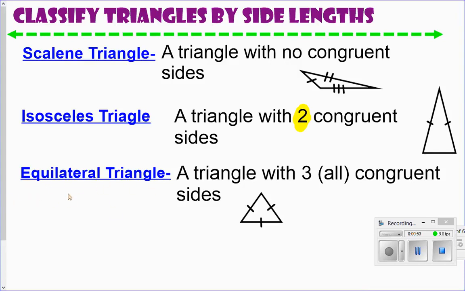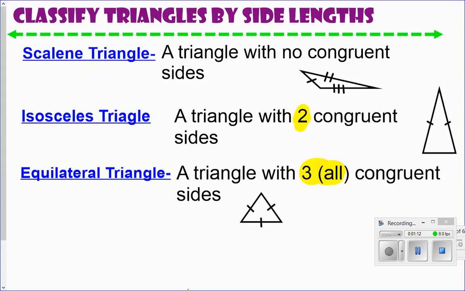Equa means equal and lateral means side, so equal sides or congruent sides. All three of the sides are congruent. So taking a look at the equilateral triangle here, we can see three sides are congruent.